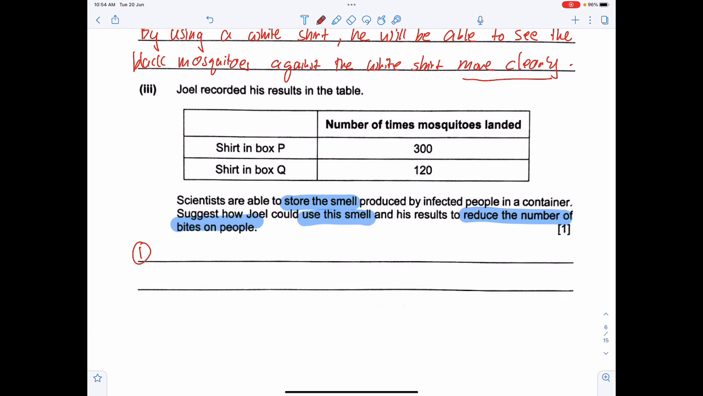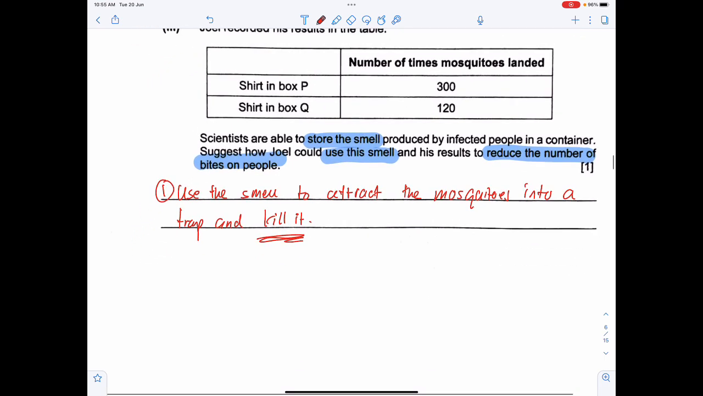actually use the smell to attract the mosquito into a trap and kill it. A lot of you didn't tell me kill it. If you trap it and then you release it later, it will still bite people. Okay, that is the main point. So you trap it and you kill it. Okay, a lot of you didn't say kill it.